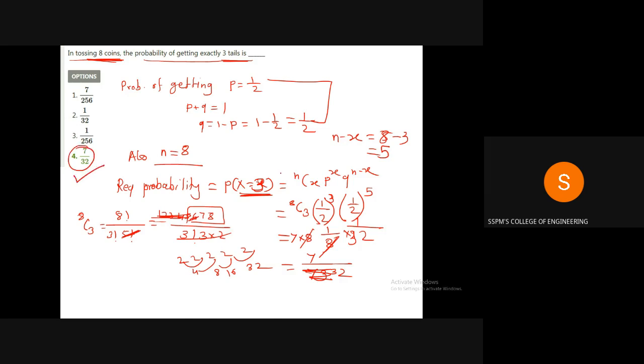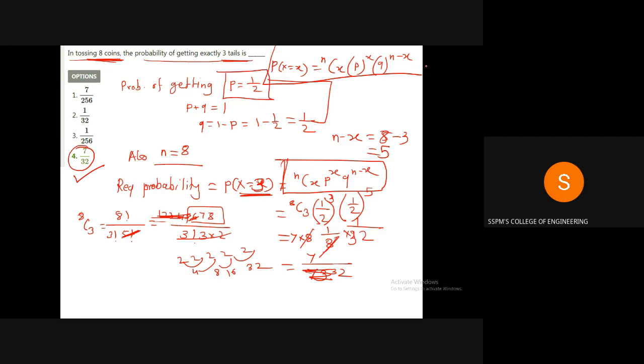Okay. Just remember this formula for binomial distribution. How is it given? P of x is equal to nCx p raised to x q raised to n minus x. So this is the formula for binomial distribution. Generally, when coins are tossed, the values of p and q are half.